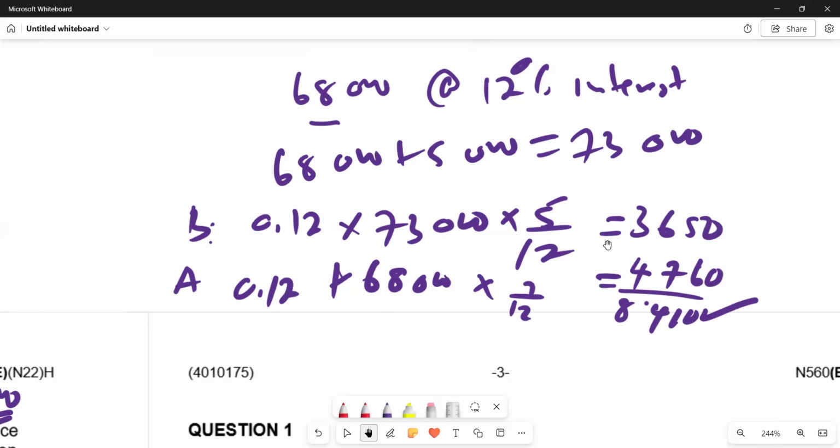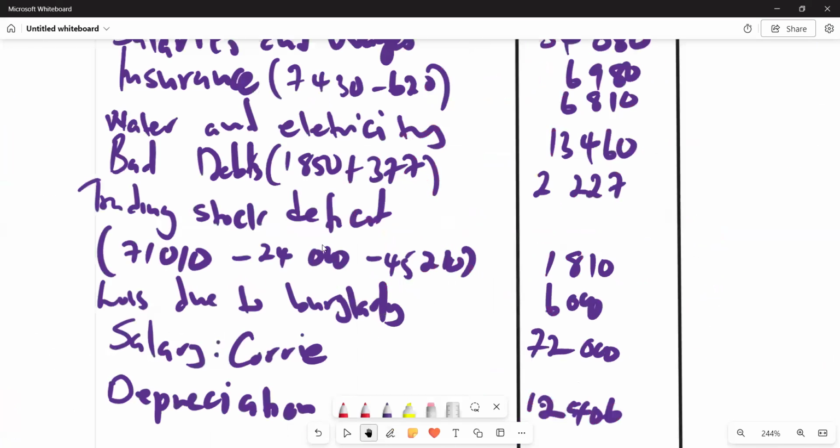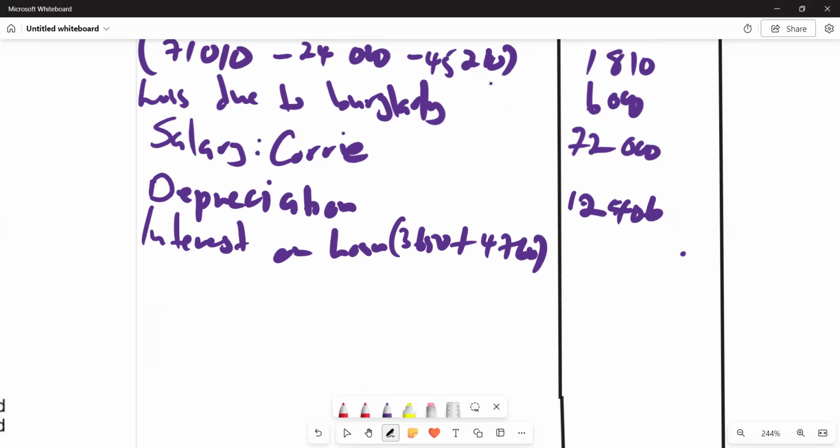So we can just go there and include that one as our interest. So we are saying interest on loan, and in brackets we just summarize the working, whereby we are saying 3,650, and then we add your 4,760, and then the total amount that we are going to get is 8,410. So this is what we have in terms of our interest on loan. And then this marks the end of our expenses.